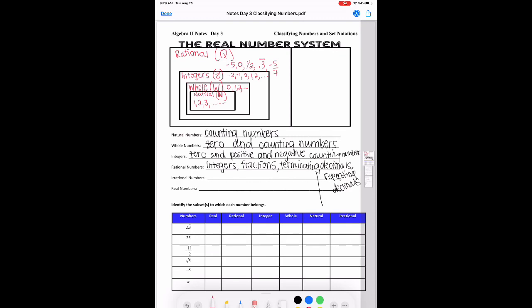All right, so back to irrational. Irrational is going to go over here on the side, meaning it's not going, sorry, that was horrible handwriting.